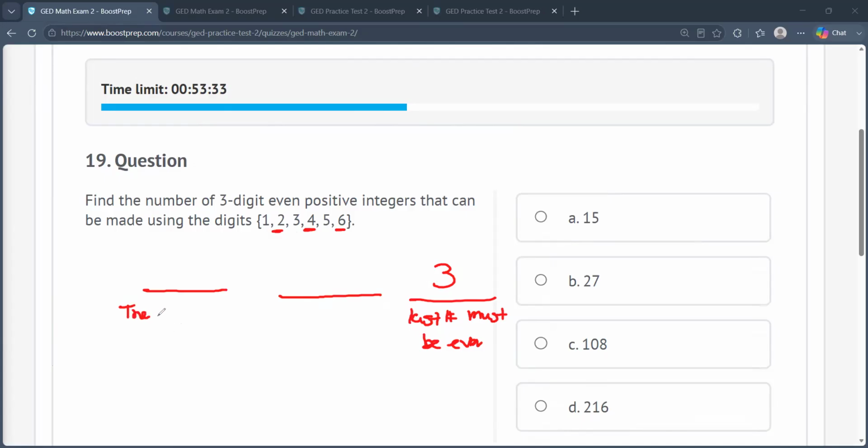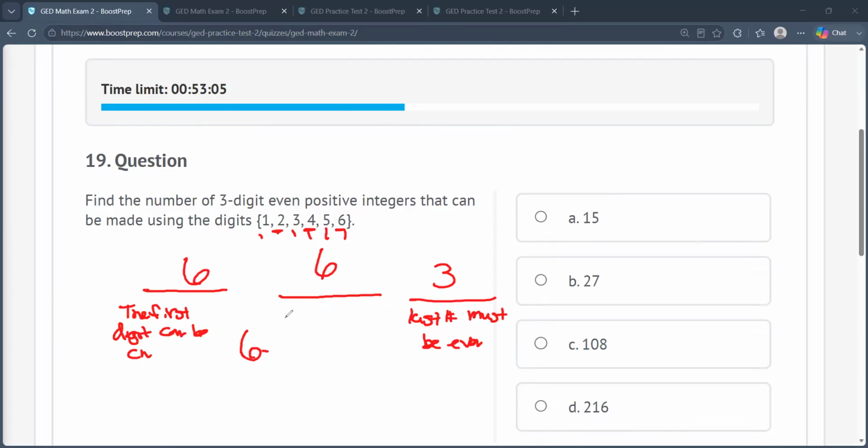The first digit can be any number of the six. How many possible choices are there? There's one, two, three, four, five, six. There are six numbers. The same thing with the second digit. It could be any of those six numbers, so it's going to be six. It's kind of like a permutation.